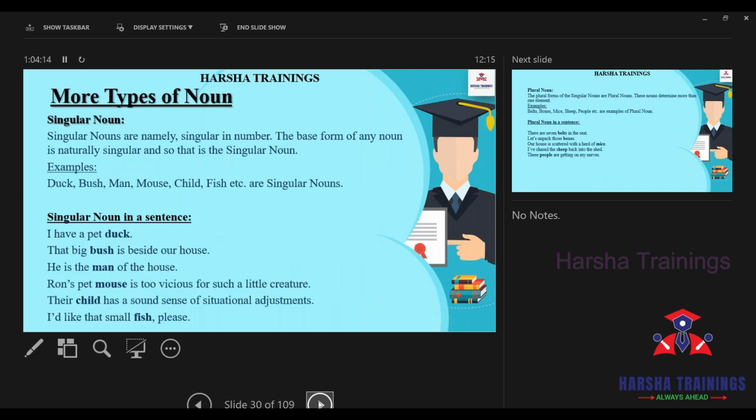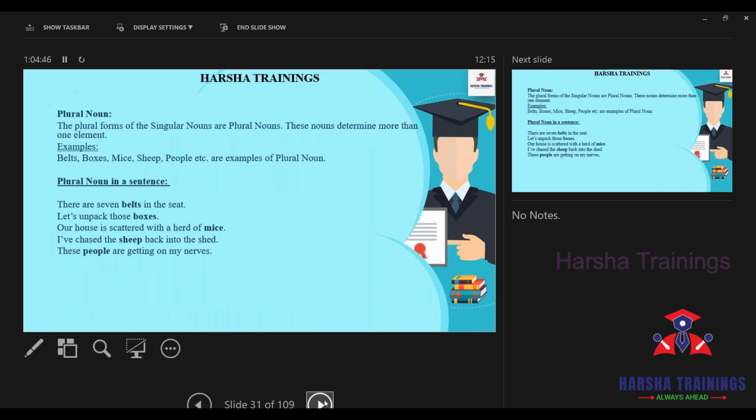Okay. These are the nouns we have. Actually, it's a big topic. We have singular and plural nouns. This is very easy. In the name itself, we can understand what it is. They are single in number. Duck, bush, man, house. All these are singular nouns. For example, I have a pet duck. So it is single. Duck becomes a singular noun. I don't think I need to go into detail on this.